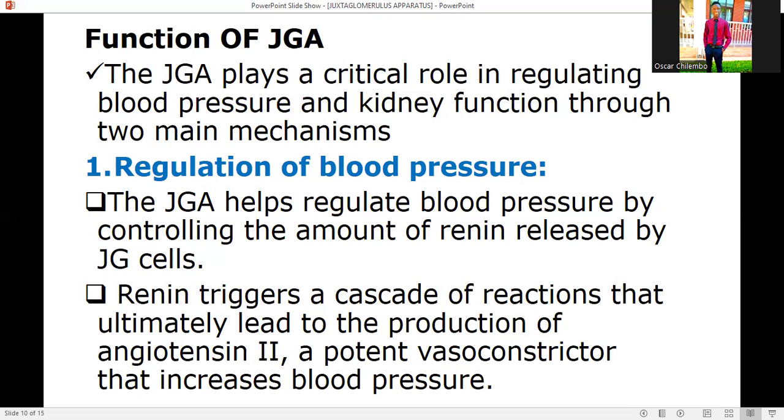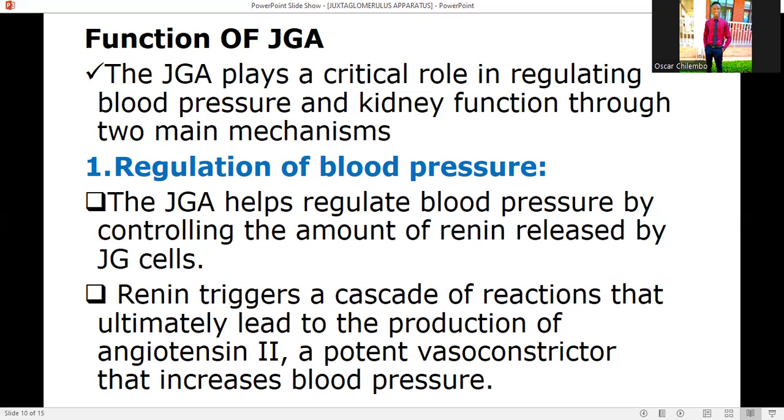They help regulate blood pressure by controlling the amount of renin released by the juxtaglomerular cells. The more the renin, the higher the blood pressure. The less the renin, the lower the blood pressure. The renin triggers a cascade, a series of reactions that ultimately leads to the production of angiotensin 2. I explained how angiotensin 2 comes about. This is a potent vasoconstrictor.